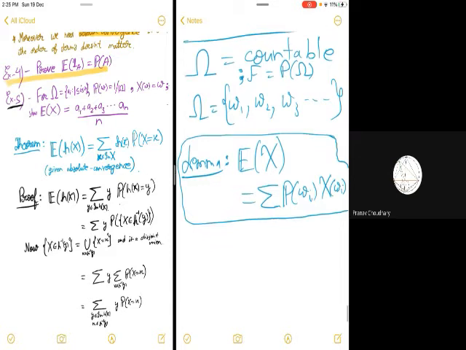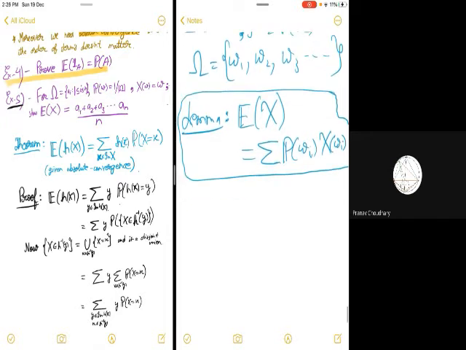So notice that this is also an alternative definition of expectation, where our sample space is countable. This is true because our expectation of a random variable X is defined as the sum over the values that X takes times the probability that X takes that value.